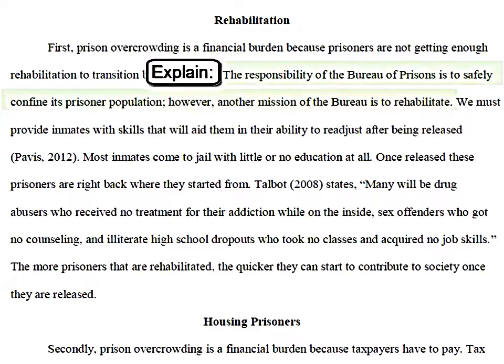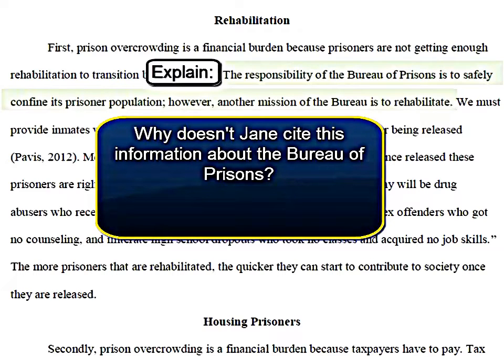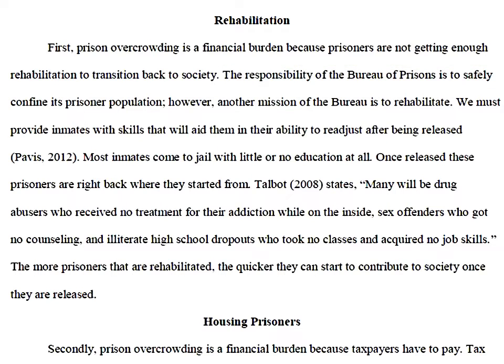In the explain, elaborate sentence, Jane writes, "The responsibility of the Bureau of Prisons is to safely confine its prisoner population; however, another mission of the Bureau is to rehabilitate." Since there is no citation, we assume that Jane found the twin role of the Bureau of Prisons, confine and rehabilitate, is common knowledge among those who study this issue. In other words, it is stated repeatedly in the sources she consulted. But then Jane does something smart.